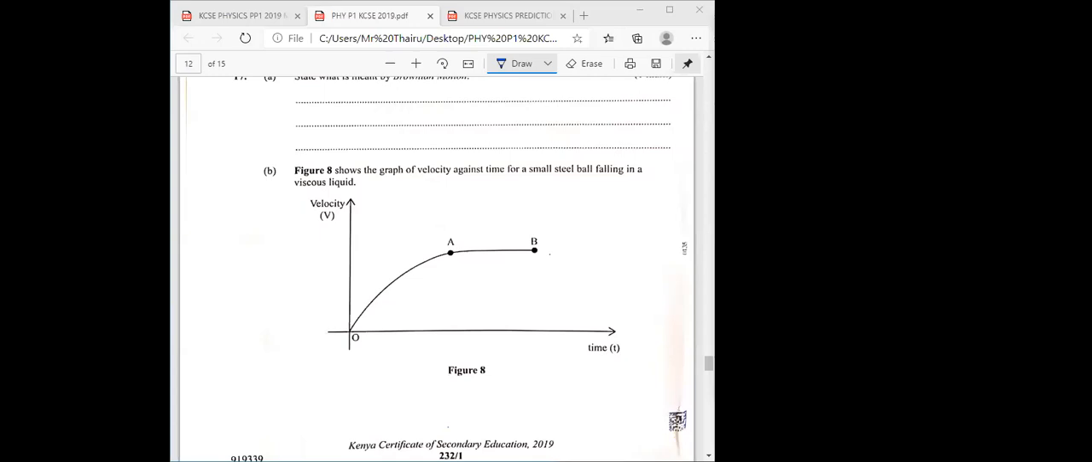Describe the motion. It is decelerating unevenly. Unfortunately, this one is not decelerating because you can see the velocity was 0, now it is increasing. Now, when it is curving like this, what can we say?